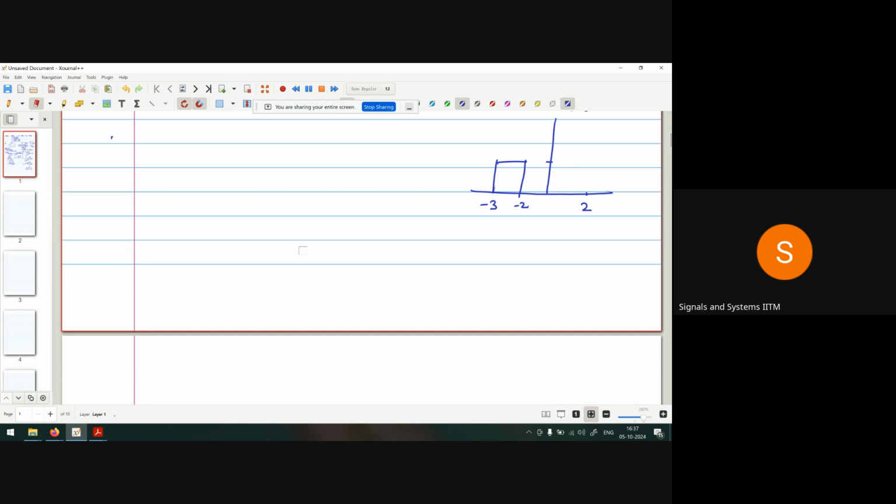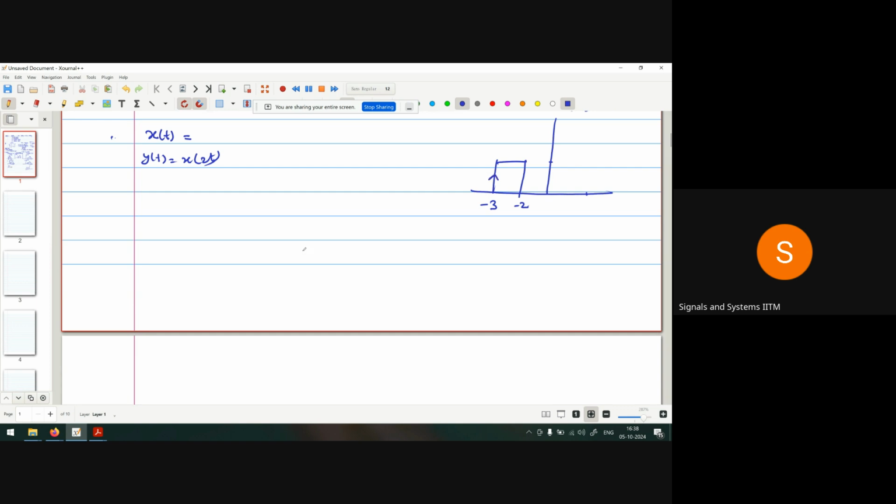Time scaling or amplitude scaling? Amplitude will be the same, just time scaling. So if this signal is x(t), you have to draw y(t) that is equal to x of 2t. Correct. Okay. Now what do I do?